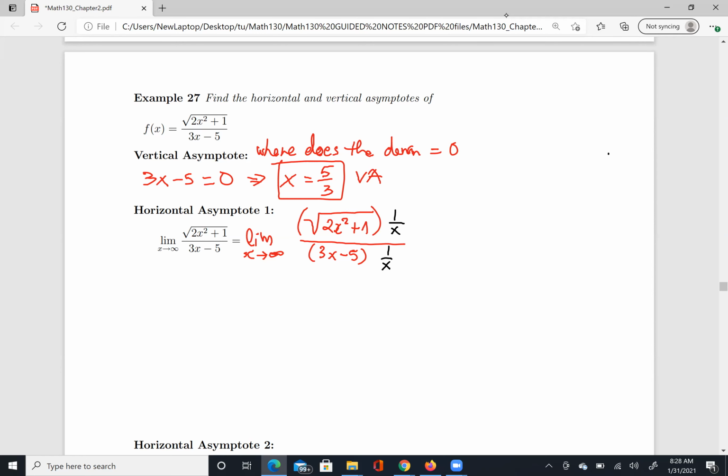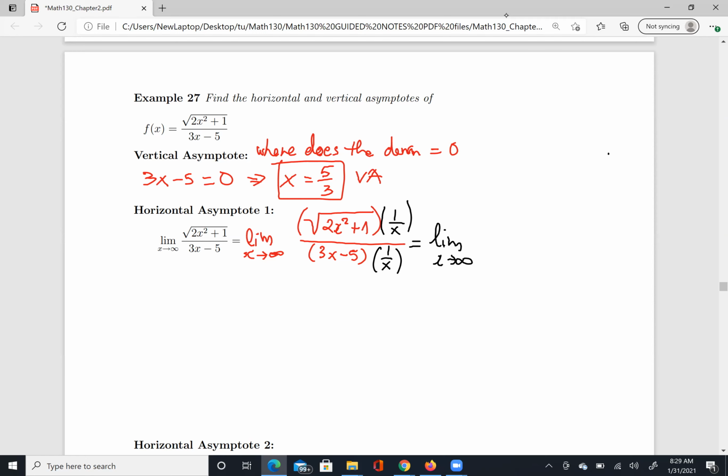Okay, because you have the highest power of x on the bottom, you multiply by 1 over x, or divide by x, the same thing. So now it's going to be equal to, if you take the limit when x goes to plus infinity, right?